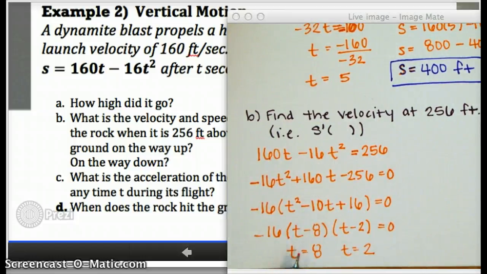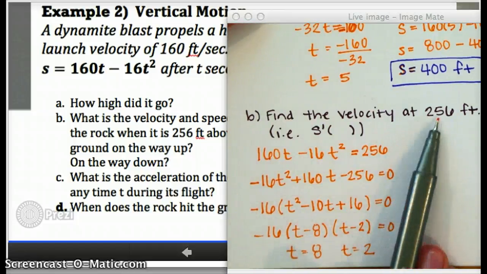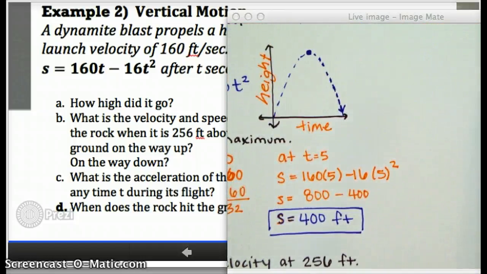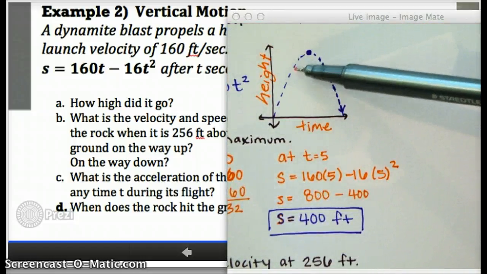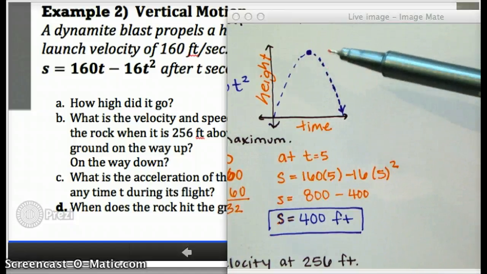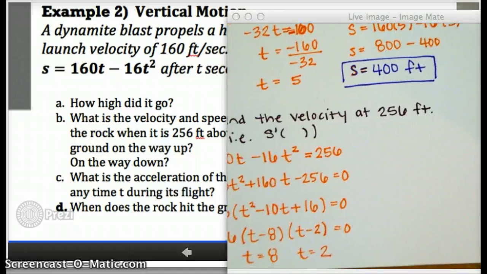So what does it mean that there are two solutions? Well, it means there are two different times when this rock has a height of 256 feet. And that makes sense, actually, because if you think about the path of the rock, it's going to have that height on its way up, and then again on its way back down. So if our two times are 2 seconds and 8 seconds, the first one represents when it has that height and it's moving up, and the second is when it has that height and it's moving back down, which is exactly what we're supposed to find.